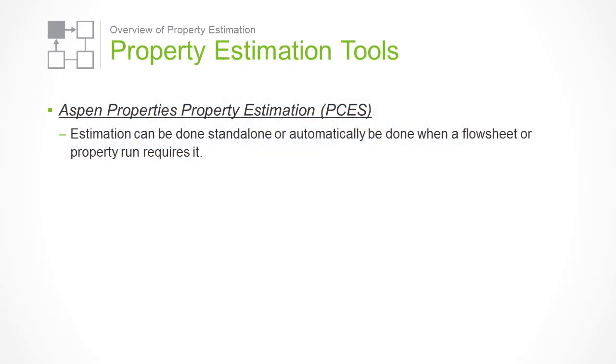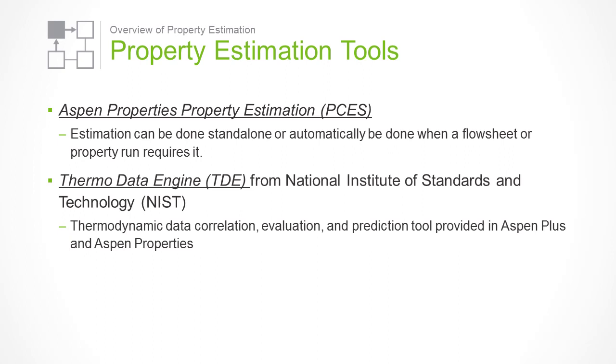The Property Constants Estimation System, or PCES, is a property estimation tool inside Aspen Properties. It can run standalone in the Properties environment, or property estimation will estimate parameters automatically if another flowsheet or property run type requires it. The other property estimation tool is the Thermodata Engine, or TDE, from the National Institute of Standards and Technology, or NIST.